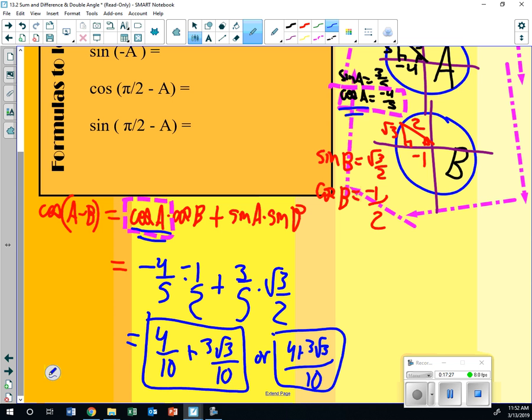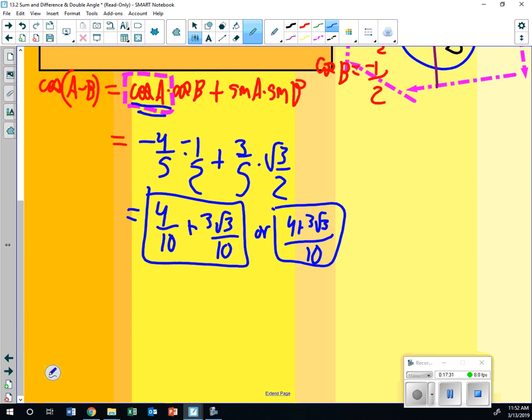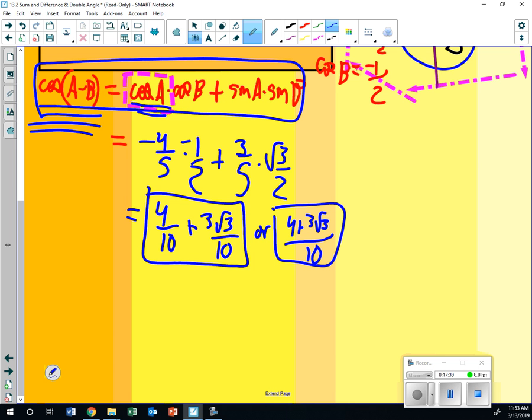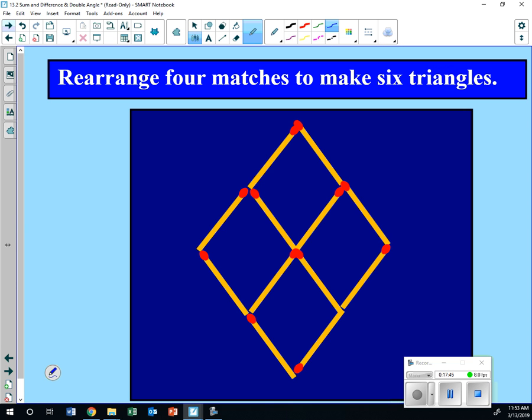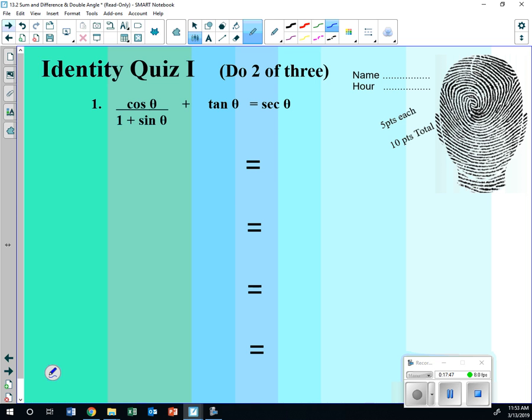And that's what we're going to be doing with these formulas. You're going to start off working with the triangles and the quadrants, and then you're going to answer a question like, what's the cosine of A minus B? And that's what it is. Ta-da! That's it.